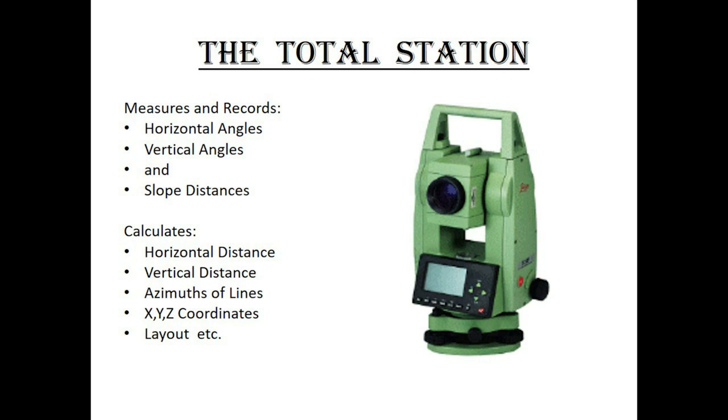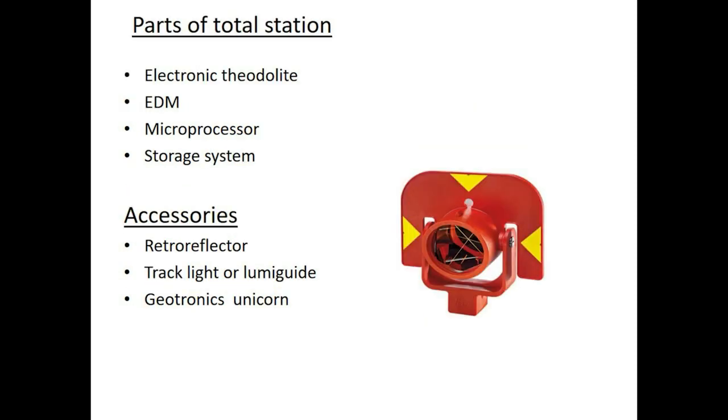The total station. The total station is an instrument which uses EDM to measure and record horizontal angles, vertical angles and slope distances, and it is used to calculate horizontal distances, vertical distance, azimuth lines and XYZ coordinates and layouts, etc. Next come the parts of total station, which are electronic theodolite, EDM, microprocessor and storage system.